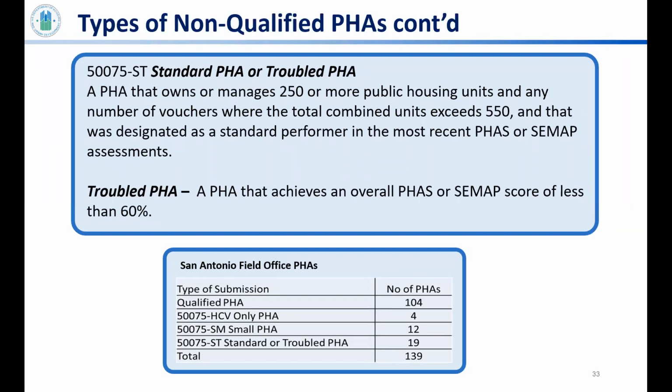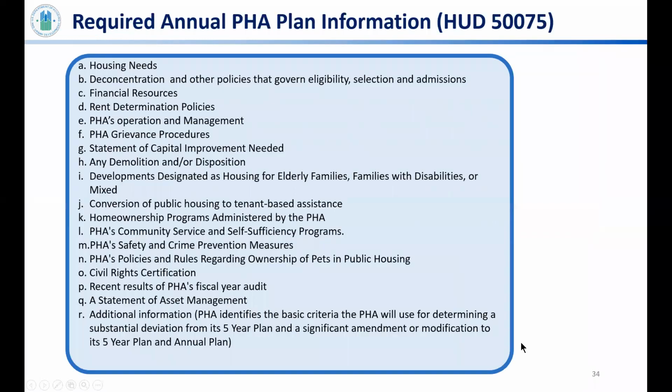Now the other 35 PHAs, or 25% of our PHAs, are non-qualified and do have to submit an annual plan. Those 35 PHAs include some of your big ones, large PHAs. They include HCV or small PHAs that might have been designated troubled, which is this category here. We do have some troubled PHAs that should be submitting an annual plan, but the other ones fall in the other categories. So it's just a snapshot of what we have to do in a field office.